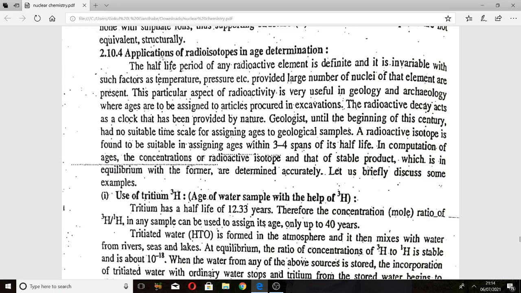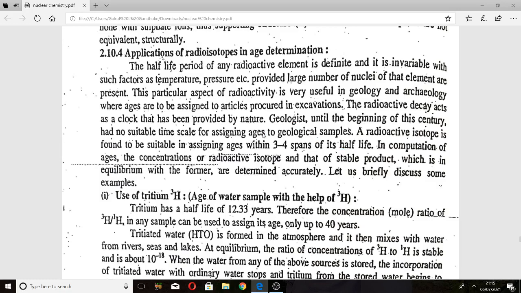Radioactive decay acts as a clock that has been provided by nature. Geologists, until the beginning of this century, had no suitable time scale for assigning ages of geological samples. A radioactive isotope is found to be suitable for assigning ages within 3 to 4 times its half-life. So let us discuss some examples of age determination.